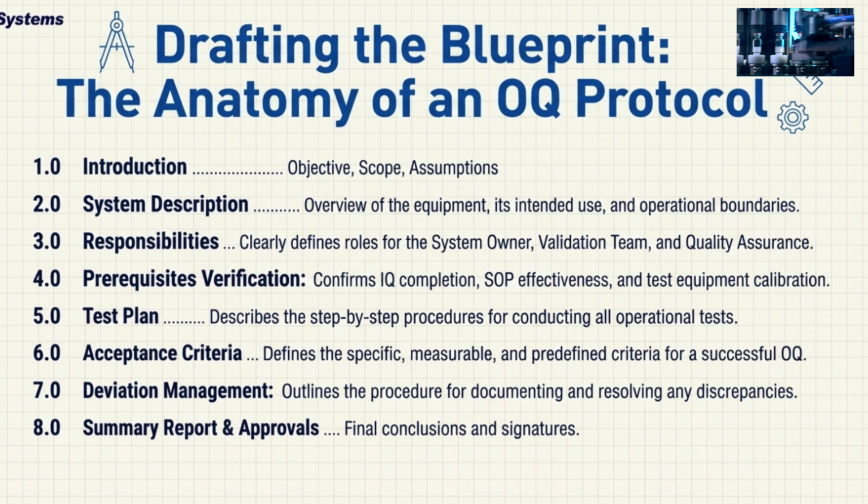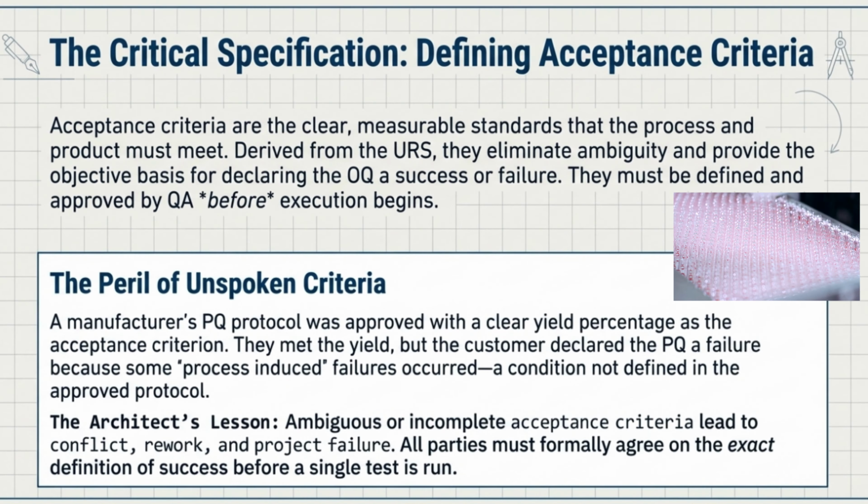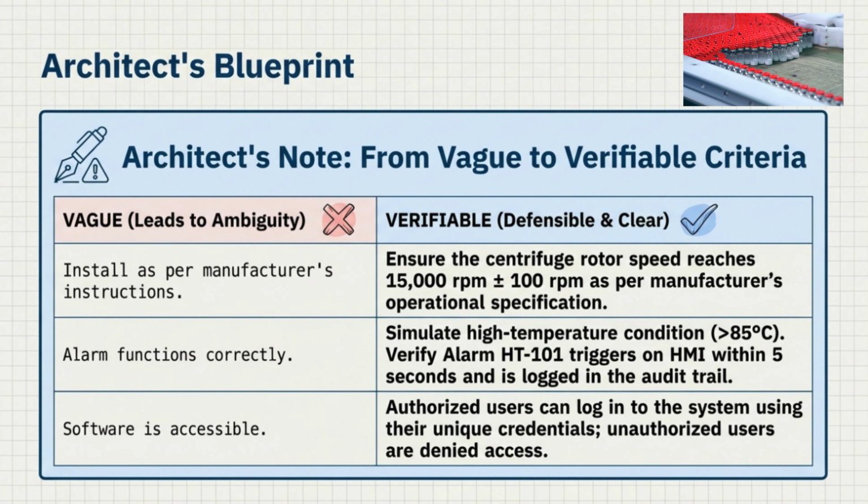The most critical part of your draft will be the acceptance criteria. These are the measurable standards that the process must meet to be considered validated. They must be objective, derived from your URS, and approved by quality assurance before you begin execution. You must move from vague descriptions to verifiable data. For example, instead of writing, "the alarm works," you should write, "simulate a high-temperature condition above 85 degrees Celsius and verify that the visual and audible alarms trigger within 5 seconds." Precision eliminates ambiguity during an audit.